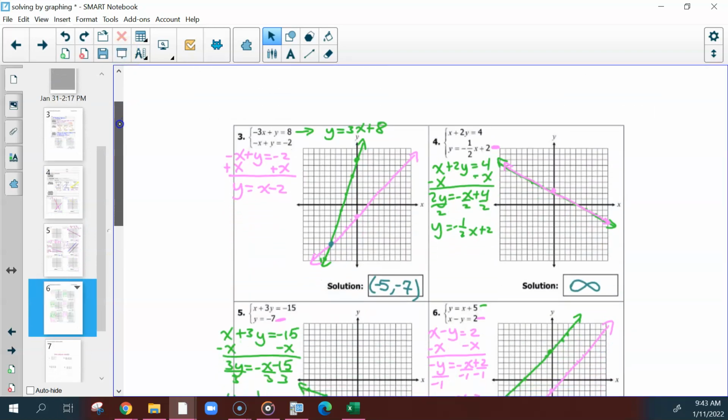For number 3, the first one, the equation should have been y equals 3x plus 8, so a line that looks like this. And then the second one was y equals x minus 2, so a line that looks like this. And the solution was (-5, -7).